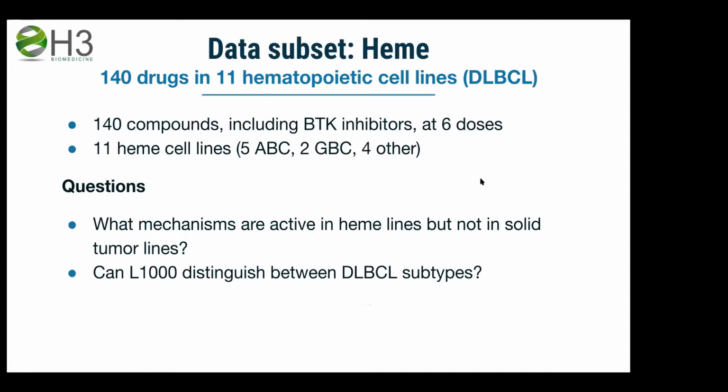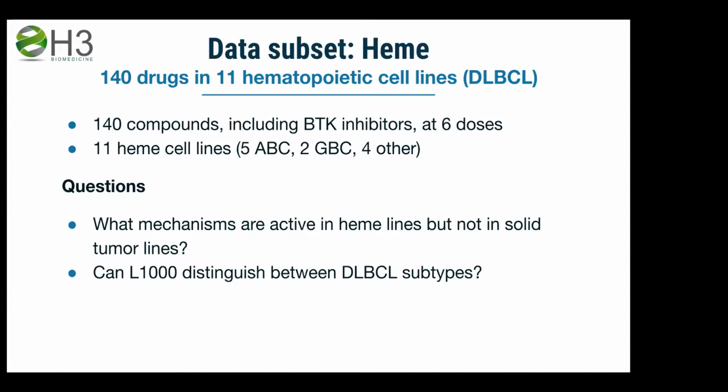Another subset of interest that I'll touch on is the hematopoietic subset of the data set. This is data that we made in conjunction with the biotech company H3 Biomedicine up in Boston. This is 140 drugs that were tested in 11 hematopoietic cell lines, a large subset of which were DLBCL cell lines. These were profiled to identify the differences in response we might see between the different subsets of hematopoietic cell lines, particularly ABC and GBC subtypes of DLBCL.